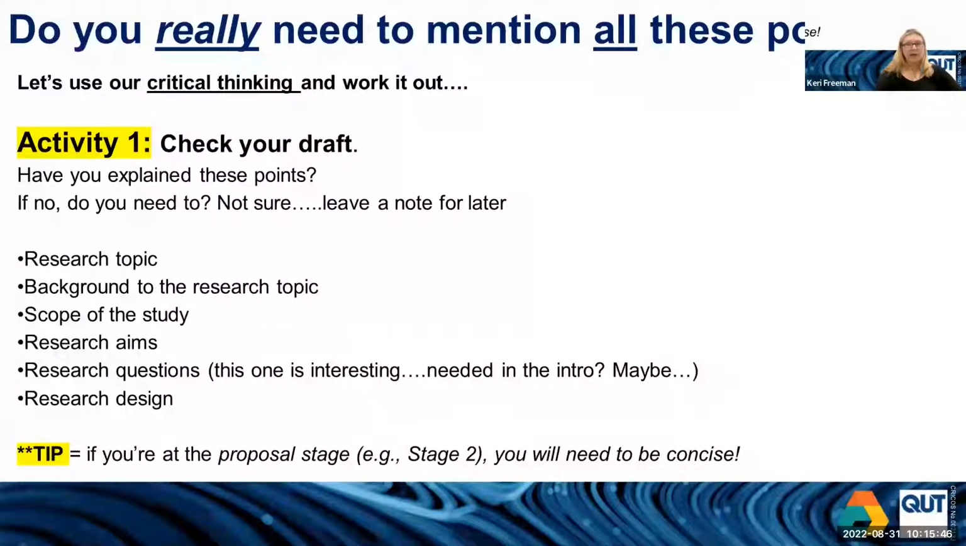So what you're thinking about here is each of these subheadings or topics or parts of an introduction. Do you need it in your introduction? Do you already have it? Do you need to add it? And are there some things that aren't necessary because of the stage of candidature that you're already up to?